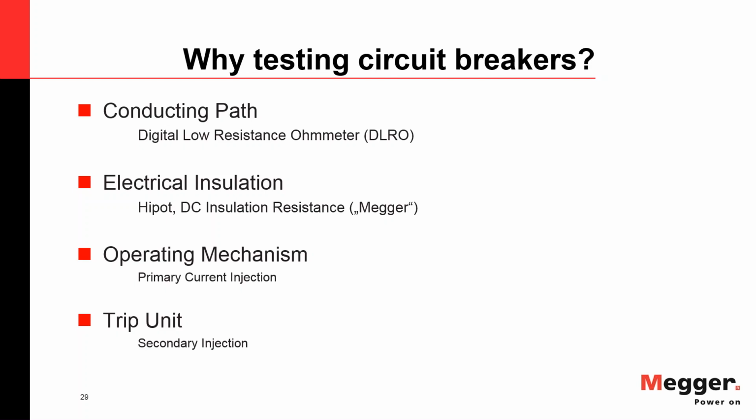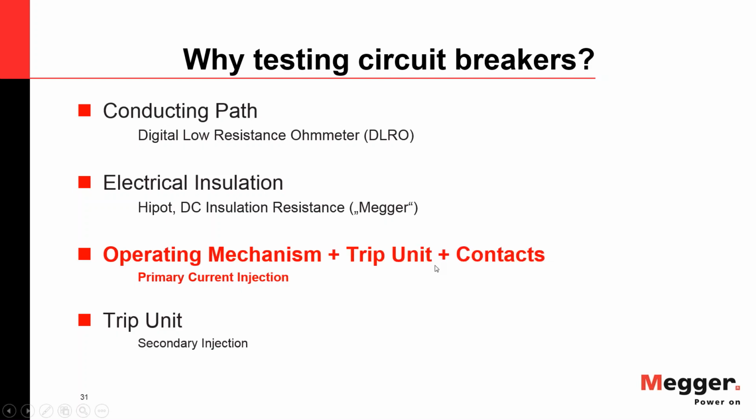And if you think about it, when I say operating mechanism, that's not entirely true, because at the same time, you will test the trip unit and the contacts. Because if there's a malfunction in the contact system, the test won't be successful. And if there's a problem in the trip unit, the test won't be successful. So with the primary injection, you're pretty much testing everything. You're testing the entire breaker.